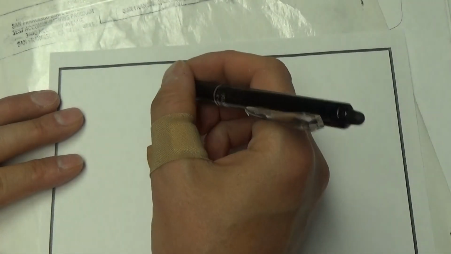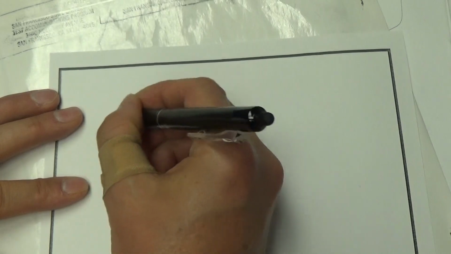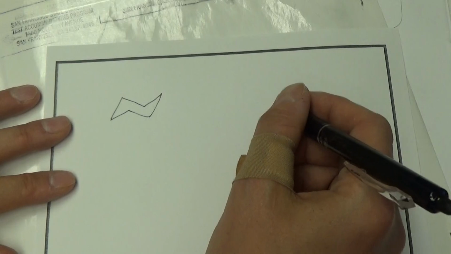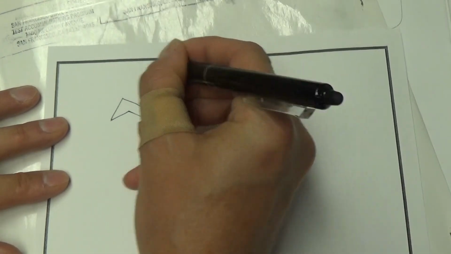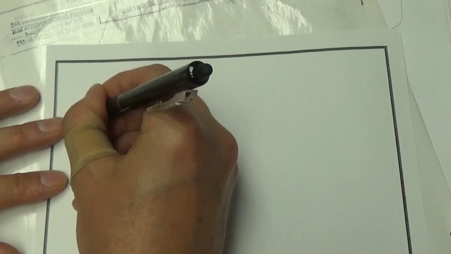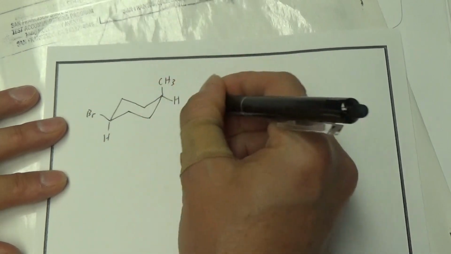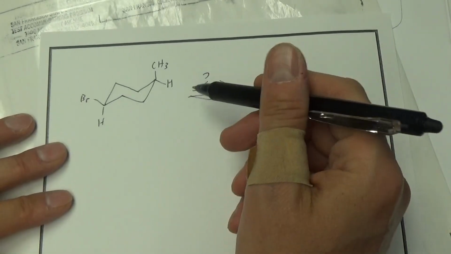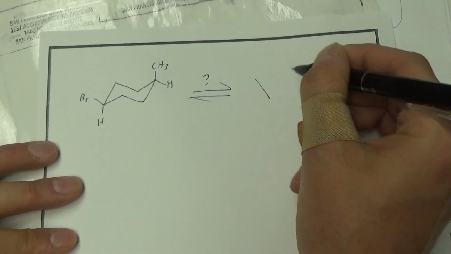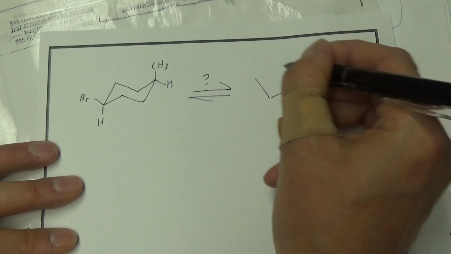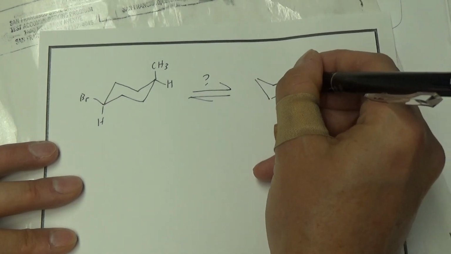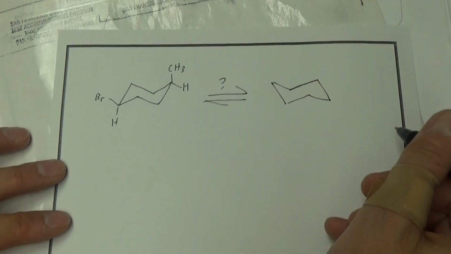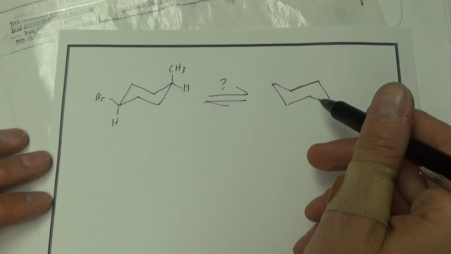Alright, here's another one. Let's make a CH3 up there and a Br there, and H's. Now it's going to get more complicated because we have two substituents on there, right?